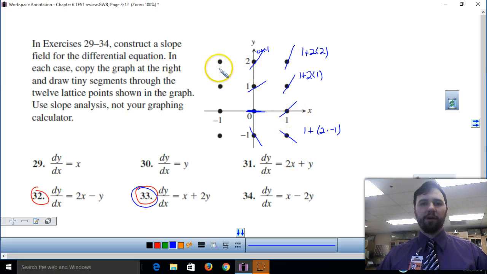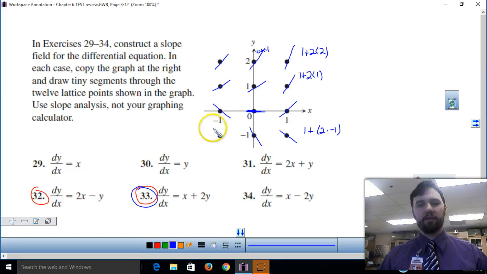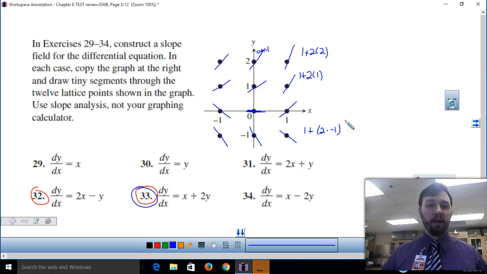Now we're here, negative 1. Negative 1, 2. Negative 1 plus 4 is 3. Negative 1 plus 2 is 1. Negative 1 plus 0 is negative 1. Negative 1 plus negative 2 is negative 3. There we go.